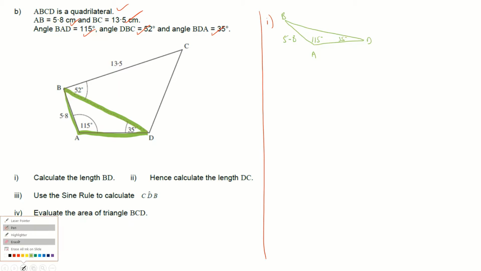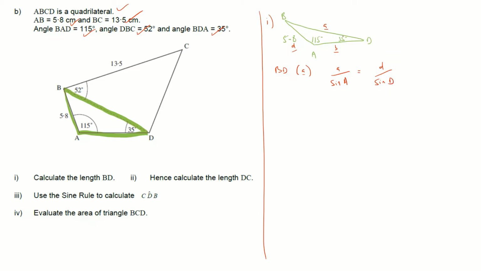Right, so the length BD. If I label this triangle again, this will be lowercase b, lowercase a, and lowercase d. So BD is actually side A. Luckily, I can use the sine rule because I could write down A over sine A, and I've got a matching pair, D over sine D. I know side D and angle D. That's great news.